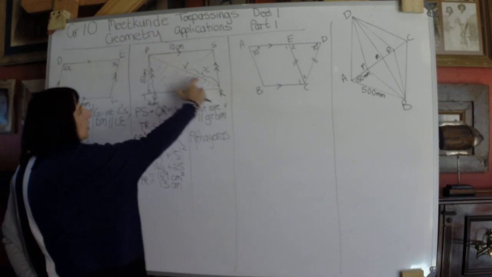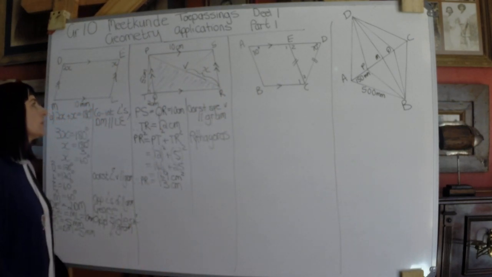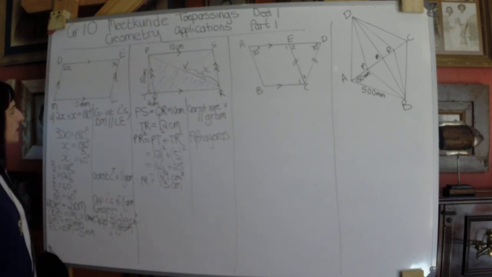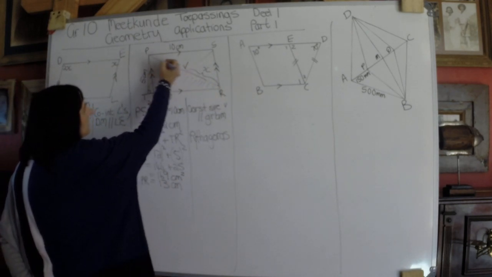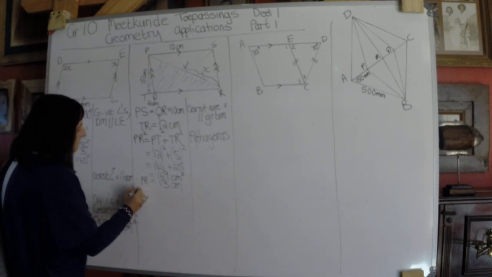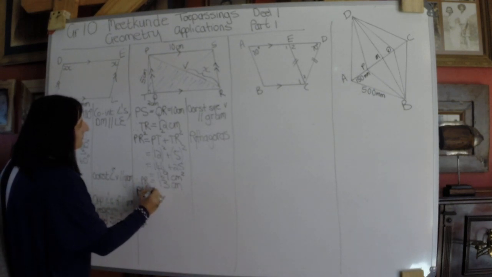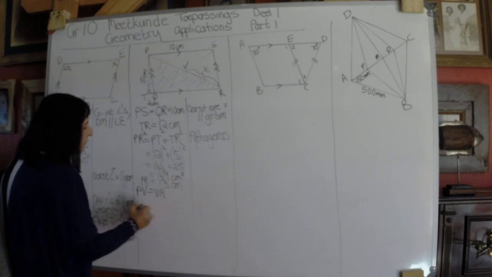Now we know that this whole diagonal equals 13 centimeters, but we also know that this is a parallelogram, and therefore PV equals VR.